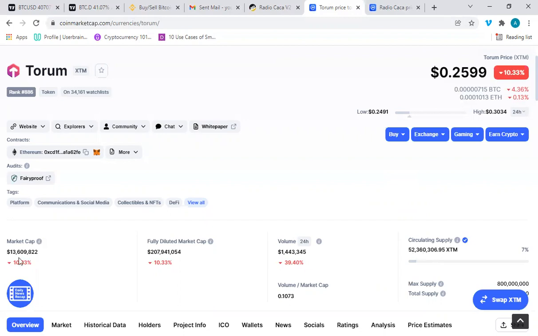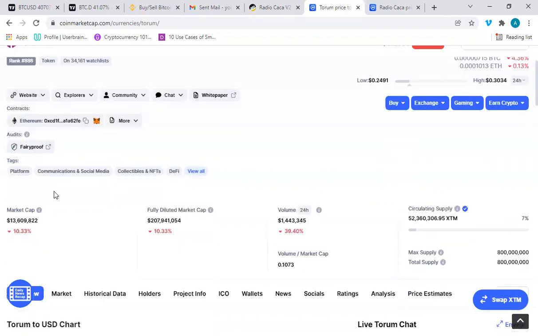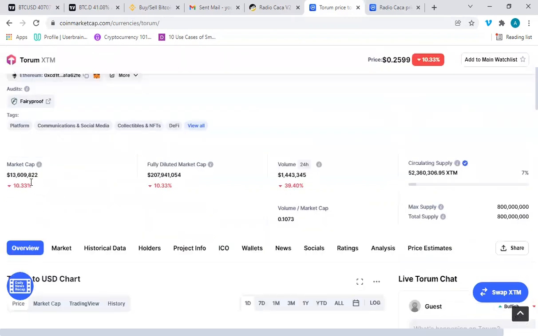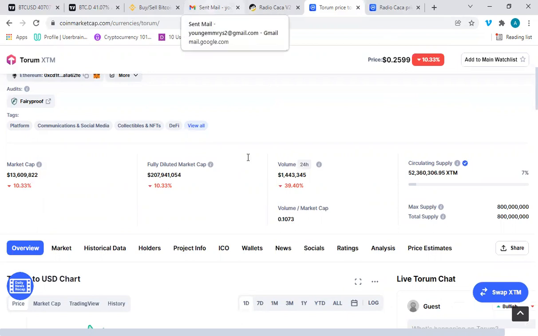Now this is the market cap. You can trace my mouse. Market cap for this coin is 13,609,882 dollars. Right? Now that's the market cap.